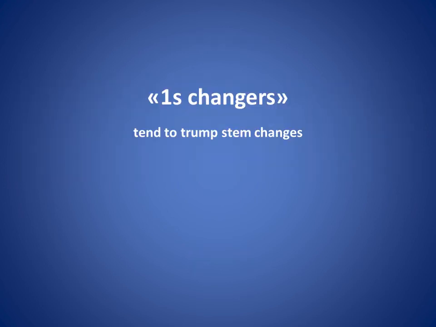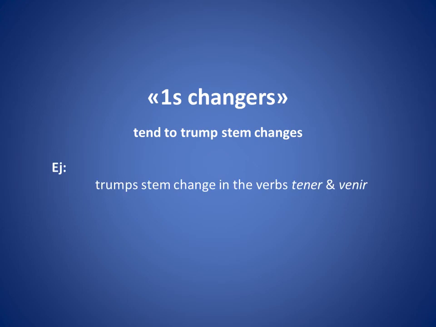My comment is that these yo changes tend to trump stem changes. So in verbs like tener and venir, you're not going to have the stem change and the yo change coexisting, and we'll see what that means. I think you already know tener and venir are very common verbs. I know you've seen them before, but it's just worth mentioning and reviewing here at the end.